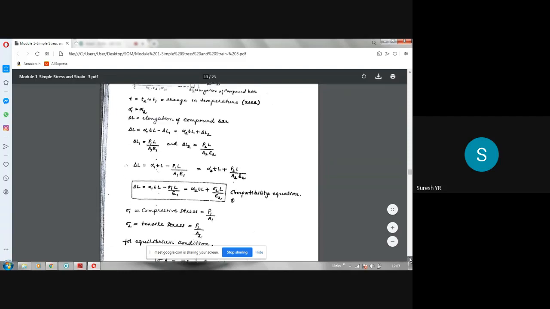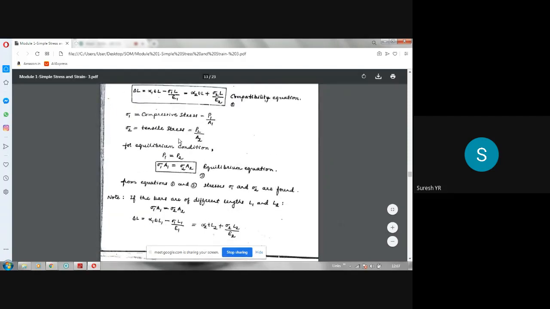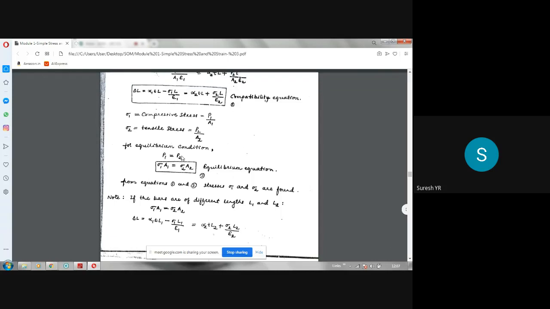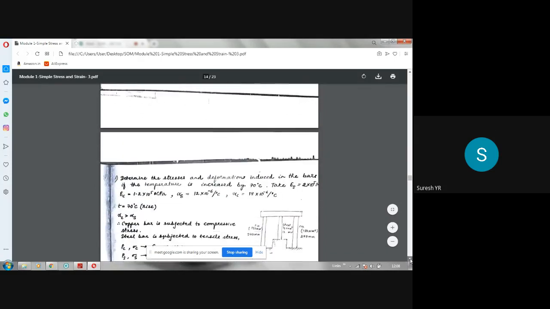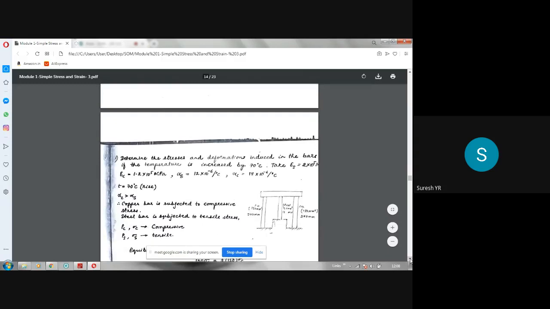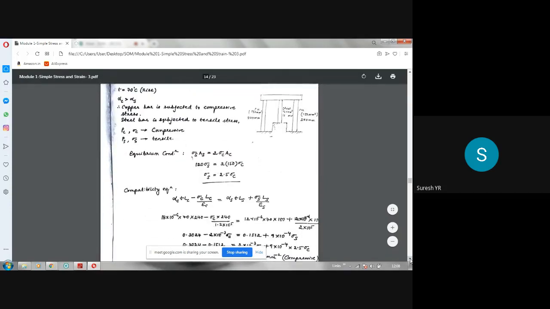According to the equilibrium condition, the forces developed in the bars will be equal. Normally one bar will be subject to tensile stress, another bar to compressive stress. When the stress is multiplied by the corresponding area of the bar, you get the forces that develop, so they will be equal. That means the force in the bars subject to tensile stress should be equal to the force in the bars in which compressive stresses are developed. We have done one problem on compound bars also, taking one steel bar and two copper bars.